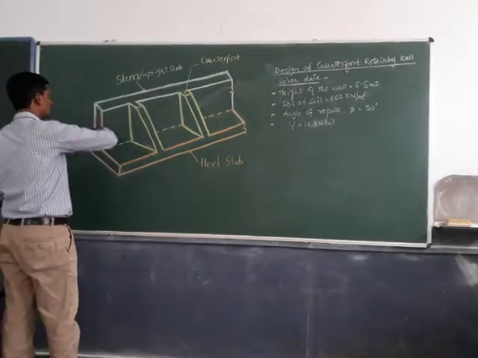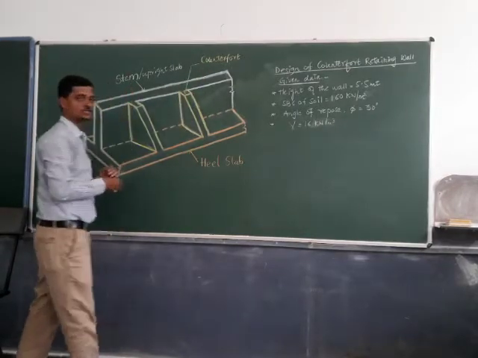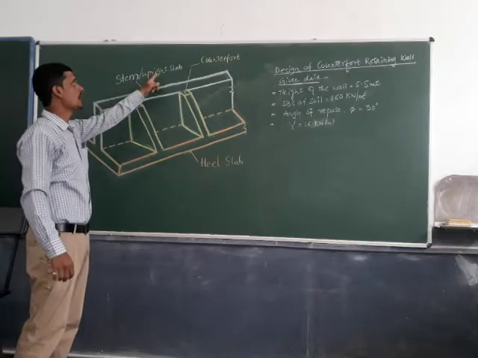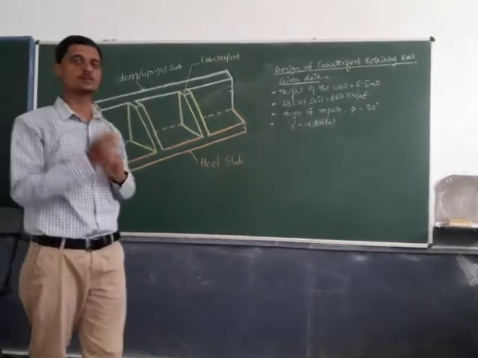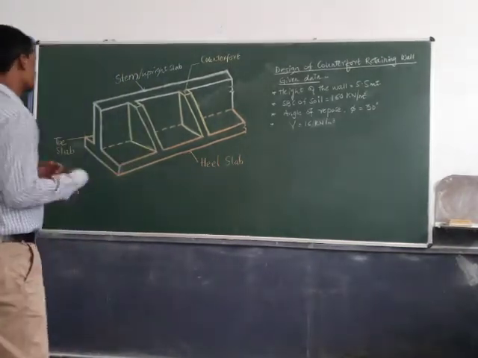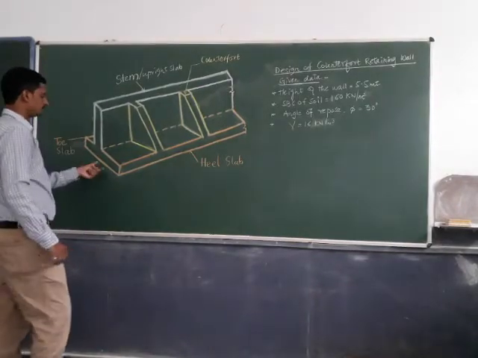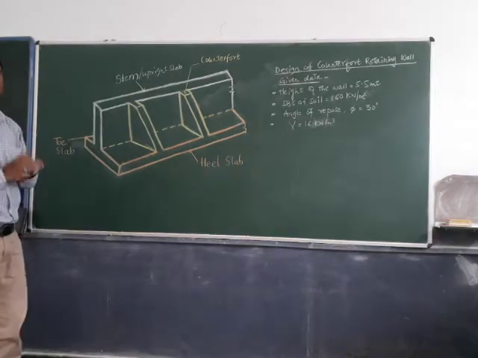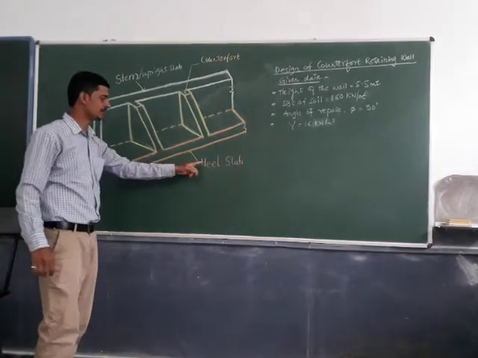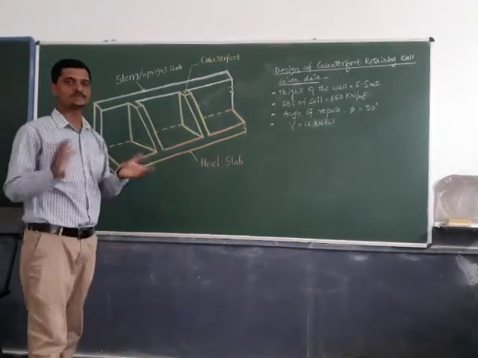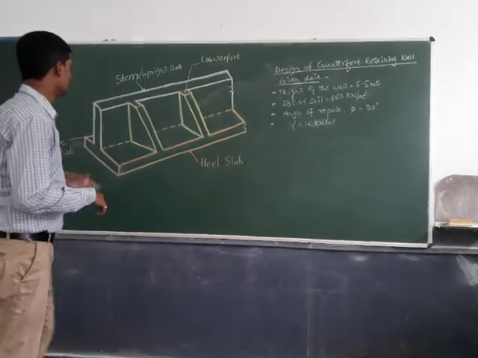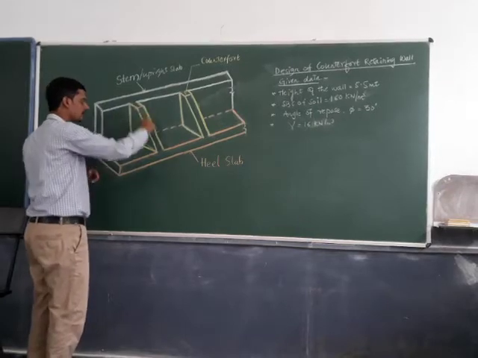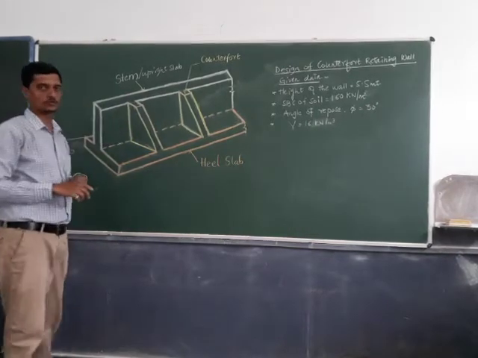The first part, in white color, is called the stem or upright slab. That is the first component we need to design. Next is the base slab, in orange color. The base slab again divides into two components, the heel slab and the toe slab. And the third one is the counterfort, the yellow inclined part.